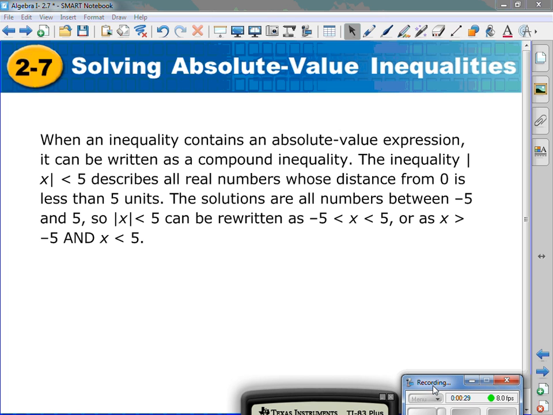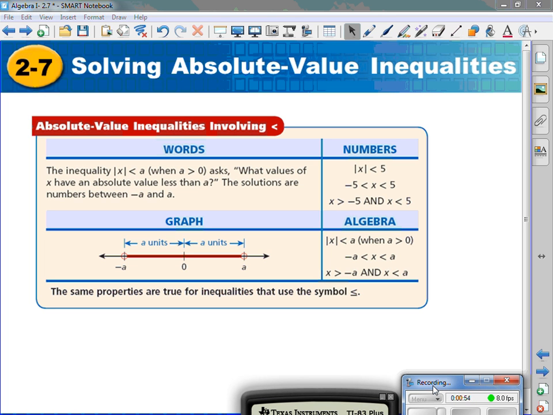When an inequality contains an absolute value expression, it can be written as a compound inequality. The absolute value of x is less than 5 means negative 5 is less than x is less than 5. You don't have to write all this down. Here, I'll give you, this is what it means.